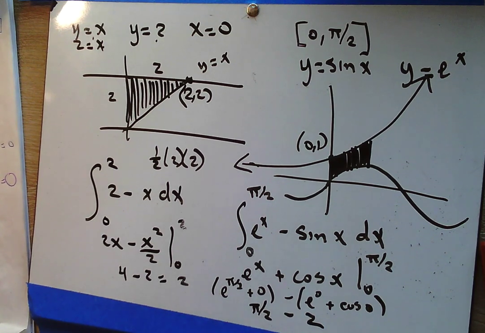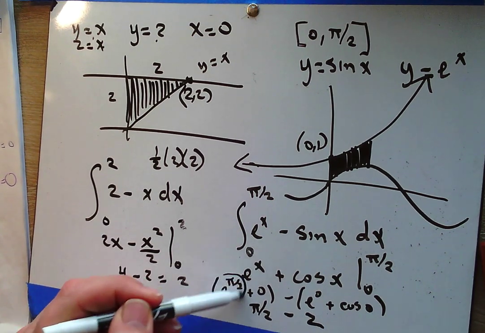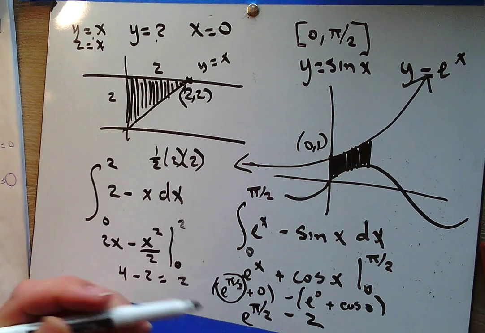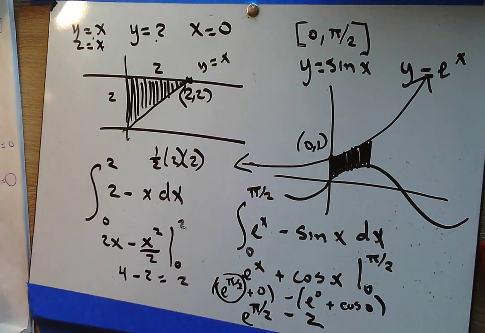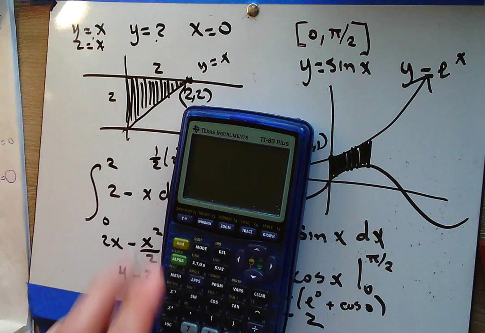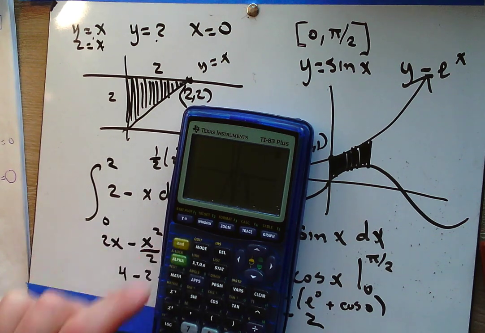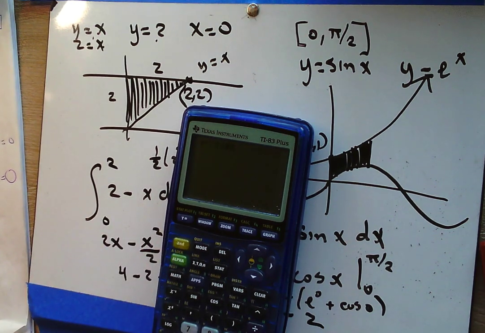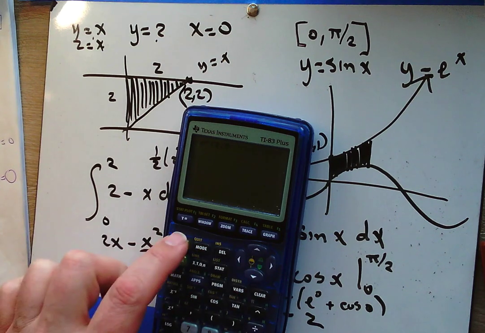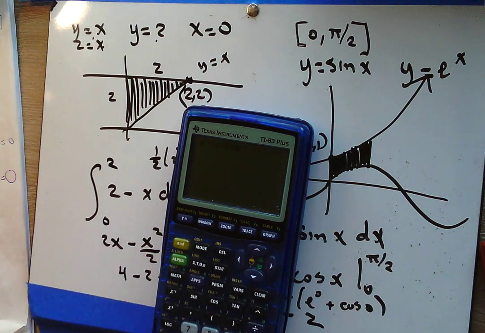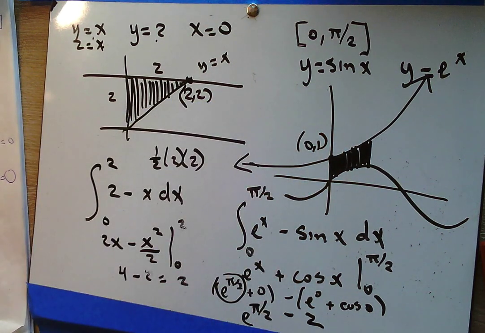Oh, I see what my issue is. This is e to the pi over 2. Oh, e to the pi over 2 is much bigger. E to the pi over 2, 4.81. That's definitely bigger than 2. Okay, so there's my answer, and it's not a calculator question.